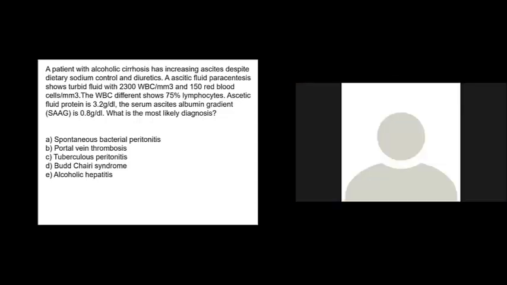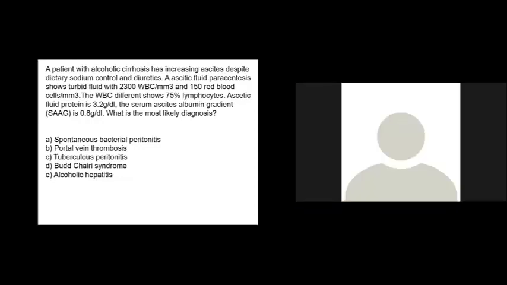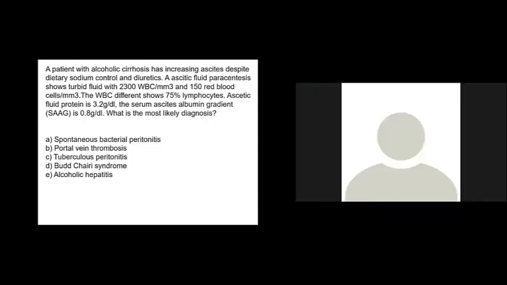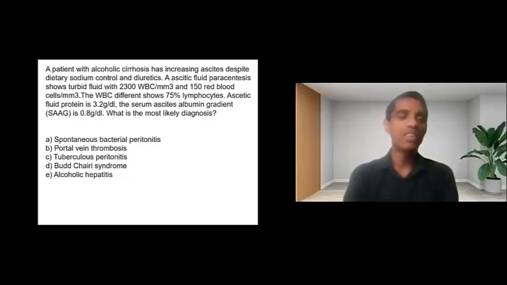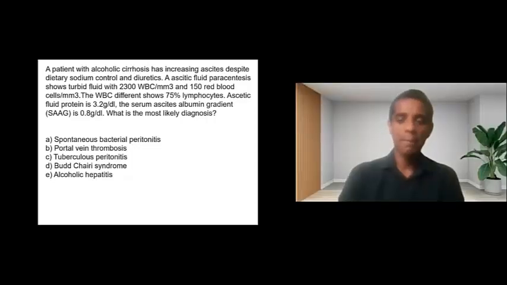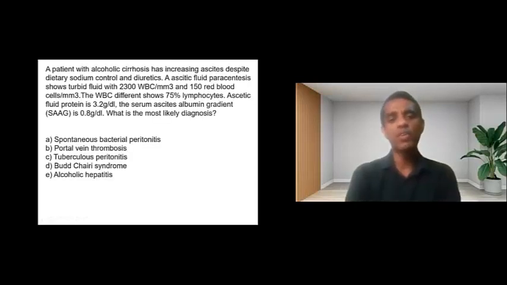Tuberculous peritonitis. Why are you saying that? There is a high lymphocyte count. Very good, very good. And the other reason? SAAG is less than 1.1, which is an exudate. Yes. So that is the reason. So tuberculous peritonitis is the answer because mainly it is an exudate.